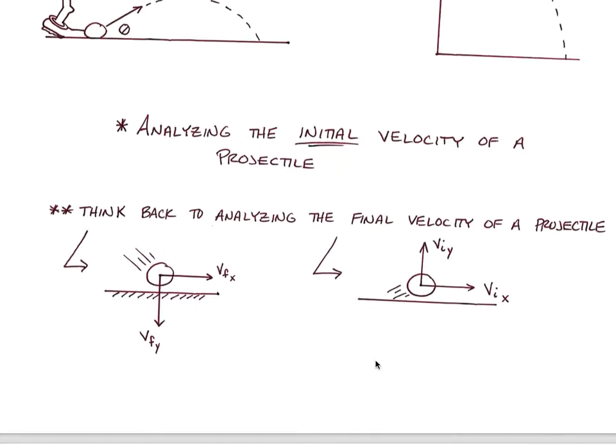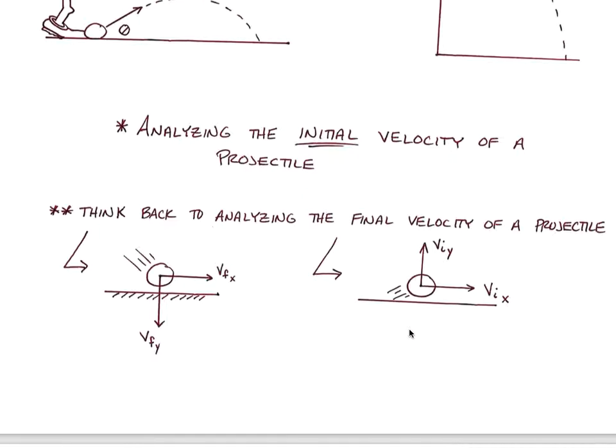So if we want to start to look at these problems, we need to just think back to the last thing we looked at, which was analyzing the final velocity of a projectile. If you remember in the previous video, right before that projectile hit the ground, we spoke about the fact that it had a certain vertical velocity. At the same time, it had a certain horizontal velocity. And when these two were combined, that gave us the actual velocity in the actual direction that the object was traveling in. Analyzing the initial velocity is identical.